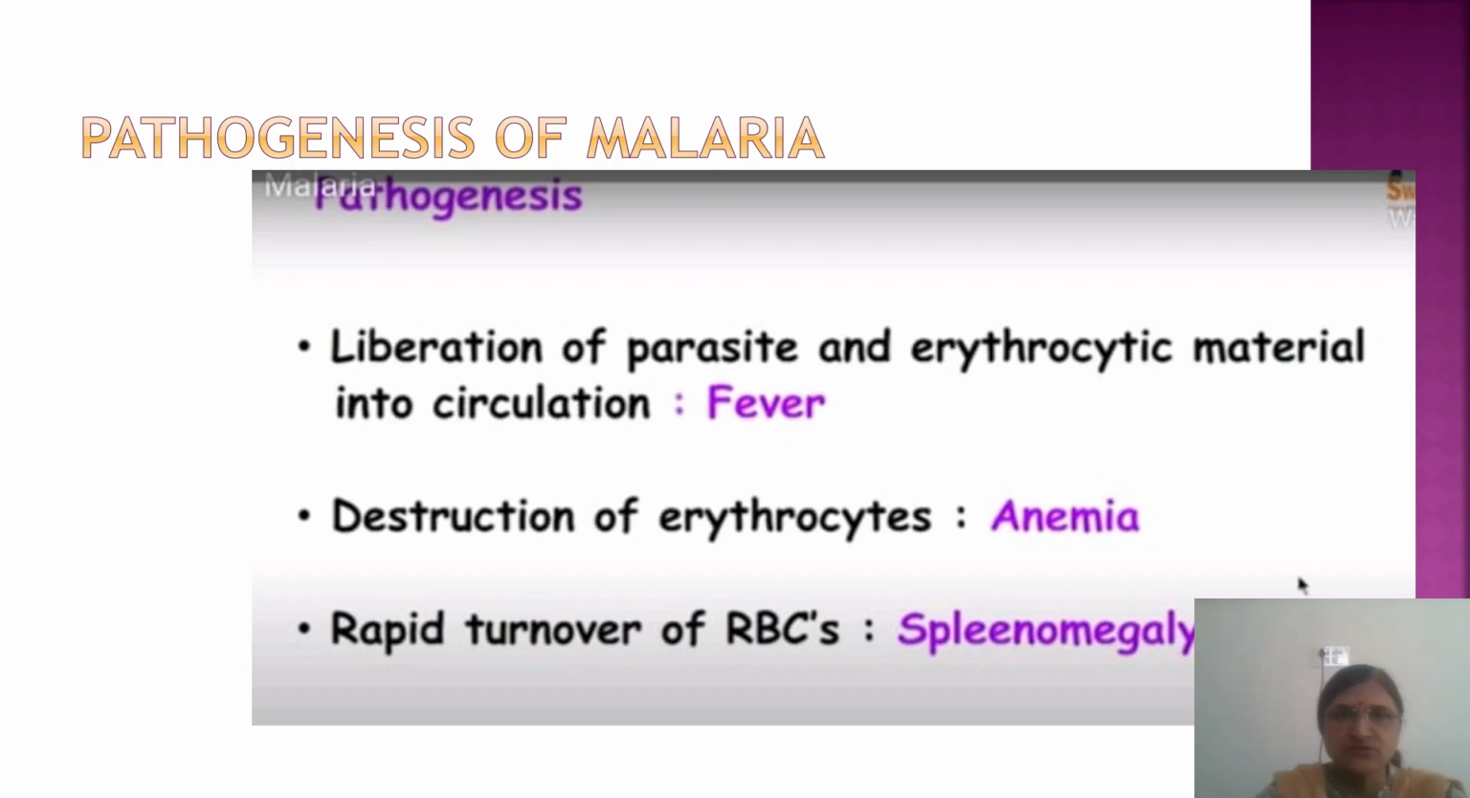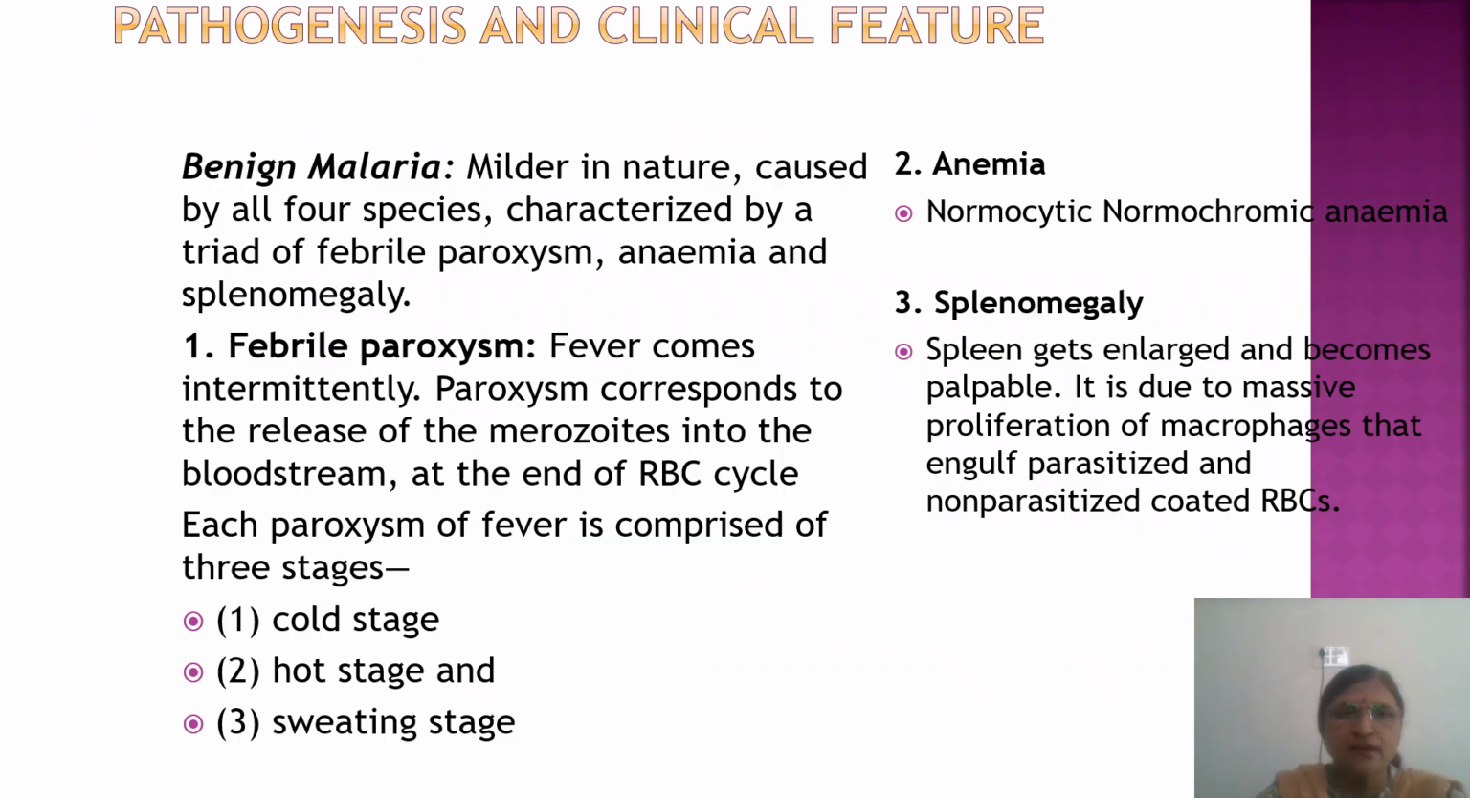So pathogenesis. There is mainly a triad of fever, anemia and splenomegaly. Fever is because of the liberation of merozoites from the RBCs. Anemia is because of the destruction of erythrocytes, and splenomegaly is because of the rapid hemolysis. The RBCs go to the spleen and then the spleen enlarges in size. So mainly a triad of these three.